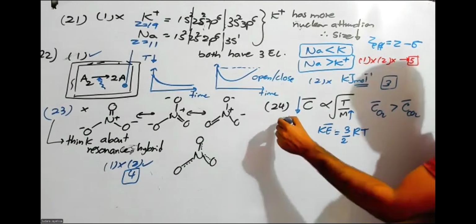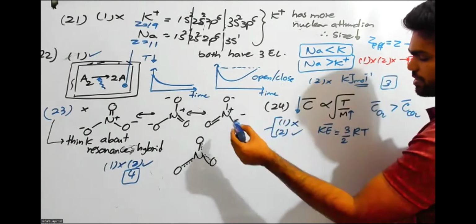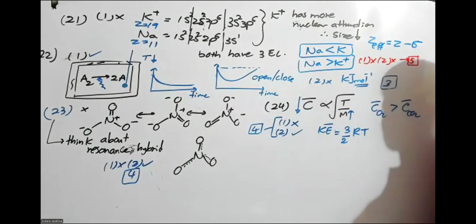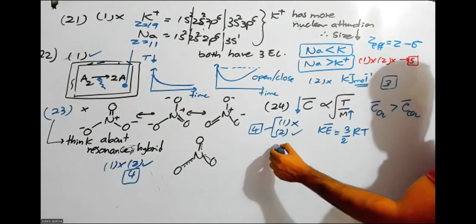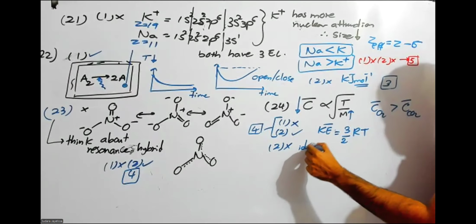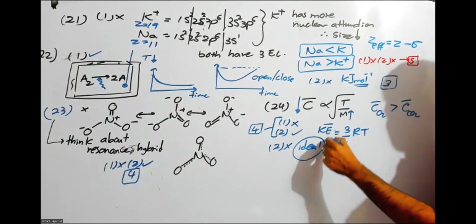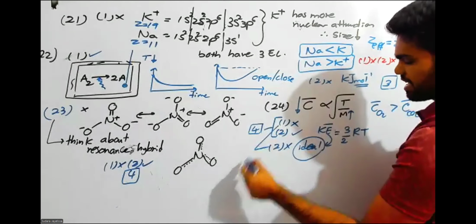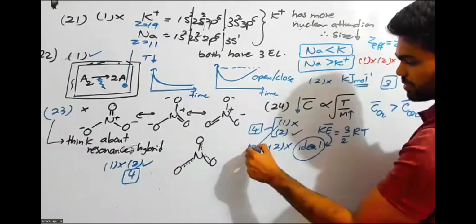So if a student thinks this way, he or she will get answer 4. But there is another problem in the second statement. You can say the second statement is false also. Why? Because the word ideal is not there. This equation is applicable for ideal gases. The word ideal is not there. Therefore, someone can say answer 5 also.